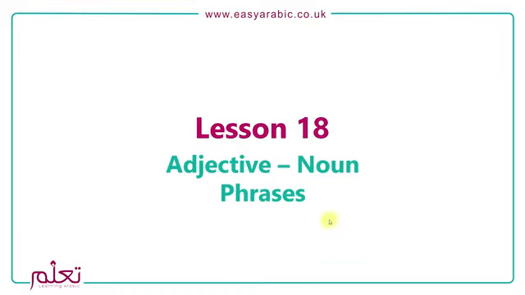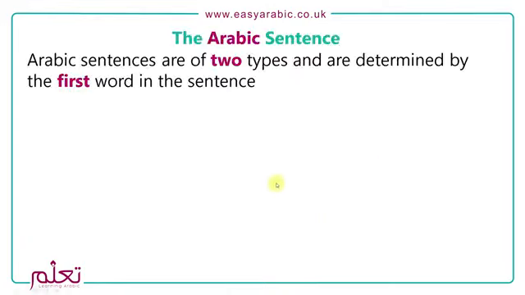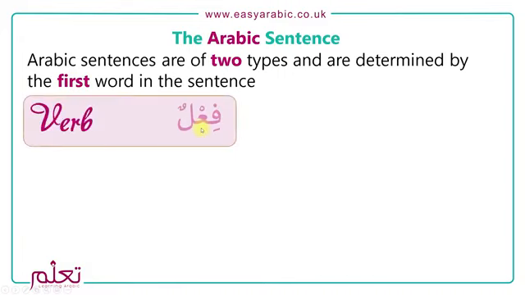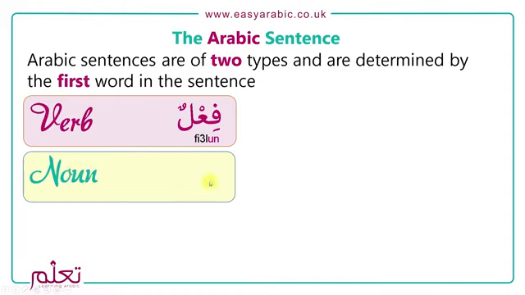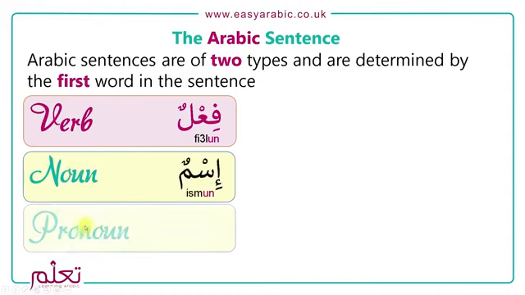So in the previous lesson we looked at two things. We looked at the Arabic sentence, and we also started looking at the adjectives. We said that Arabic sentences are of two types and are determined by the first word in the sentence. Arabic sentences can start with a verb, which is called fi'l, with a noun, which is called ism, or with a pronoun, which is dhamir.